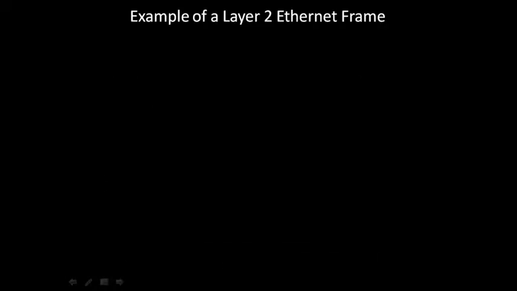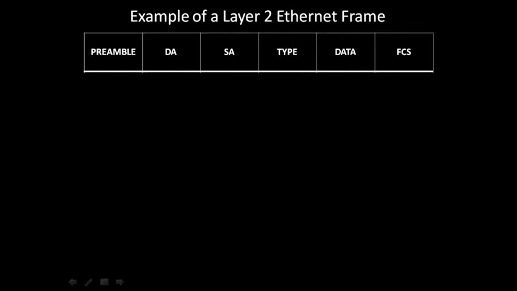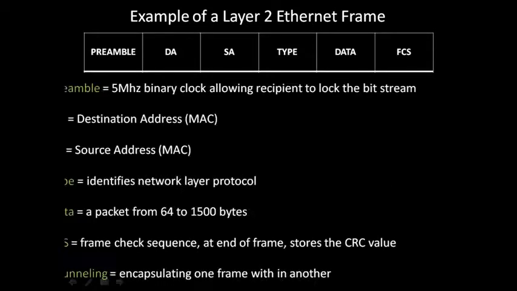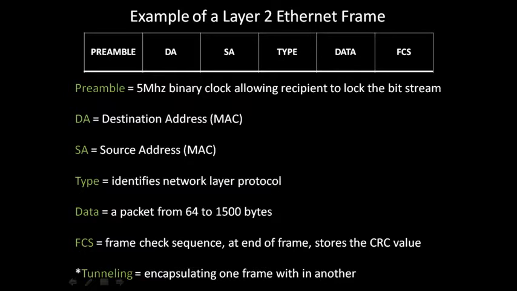Here we have an example of a layer 2 Ethernet frame. This Ethernet frame has 6 fields, and each field has a purpose. The first, the preamble, is a 5 MHz binary clock allowing the recipient to lock the bit stream.